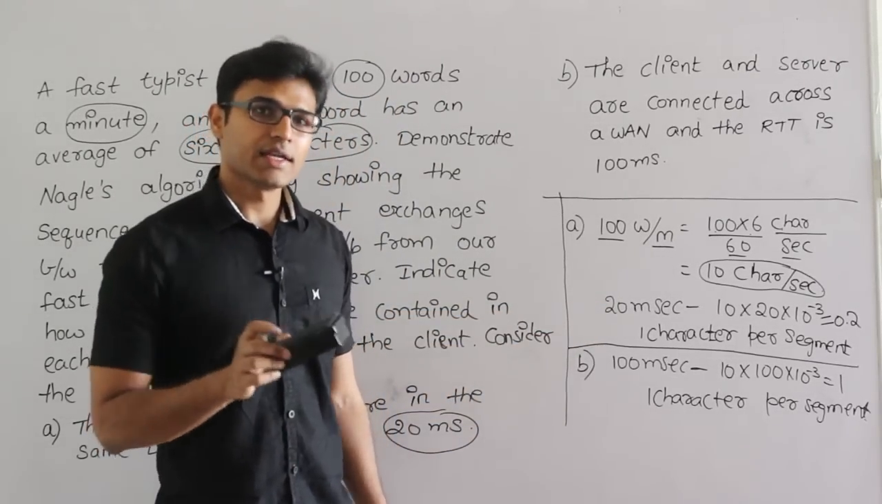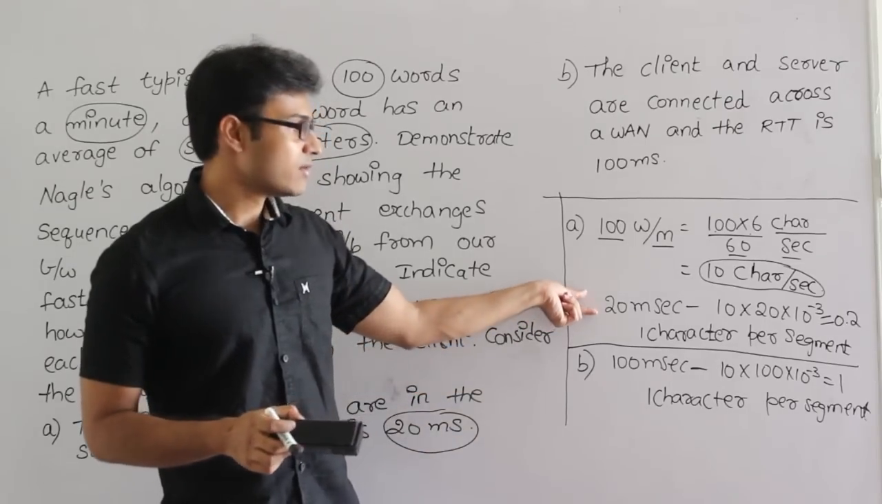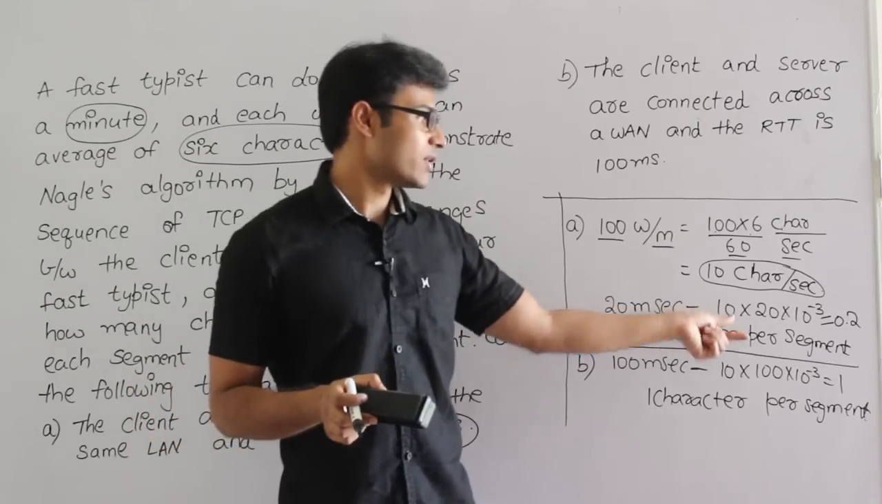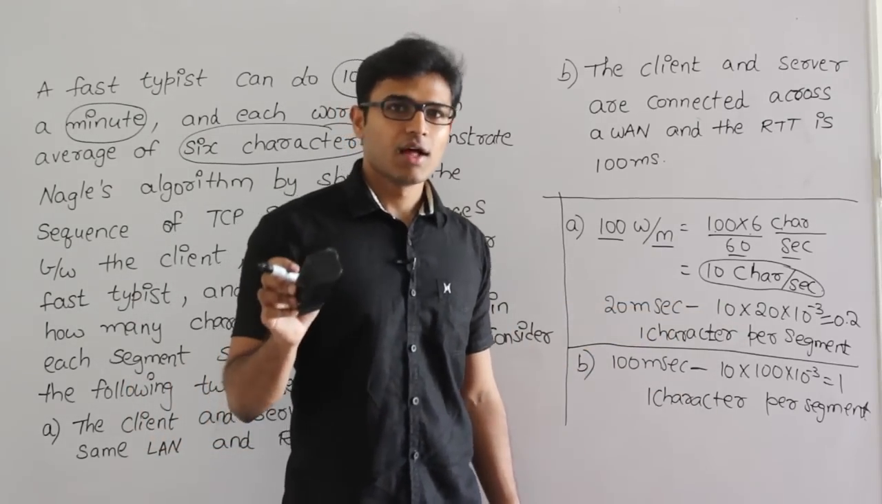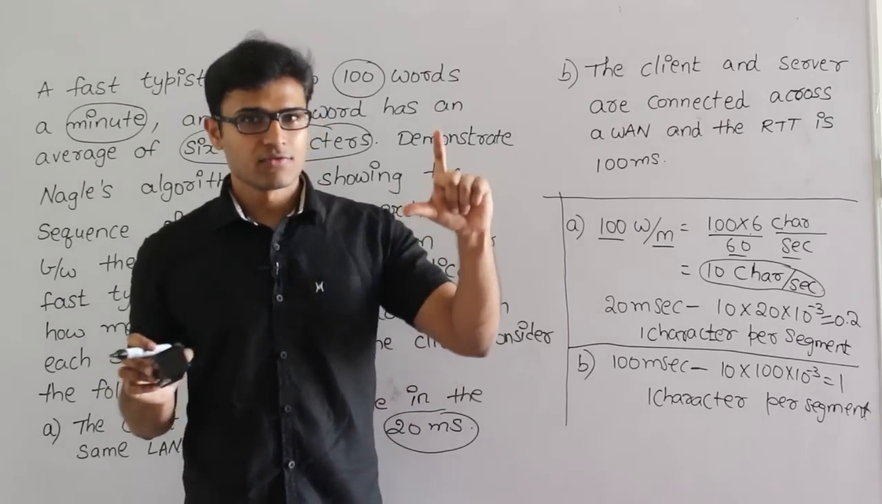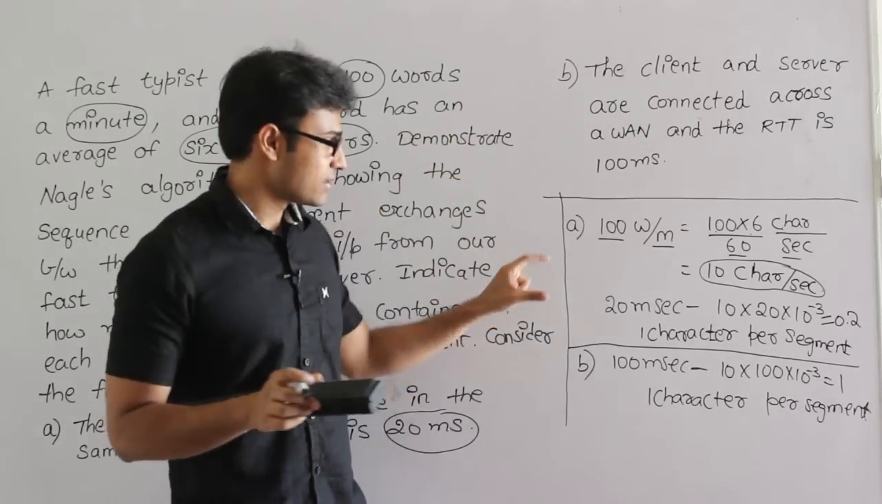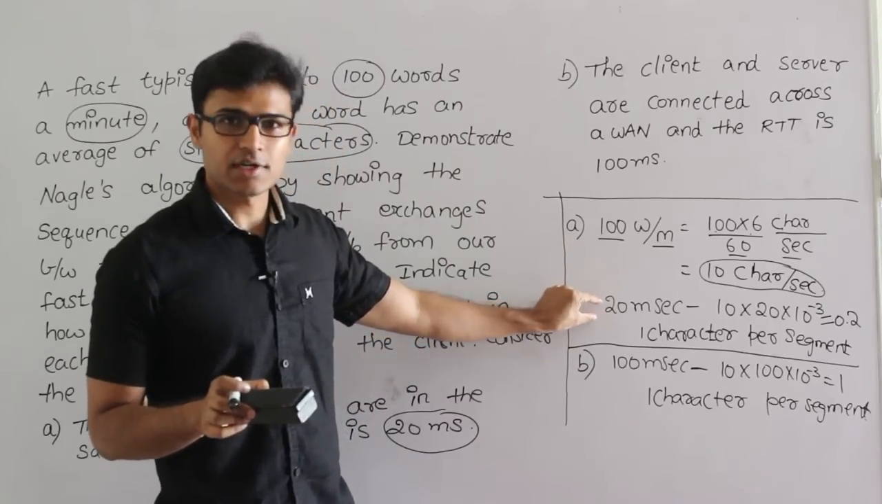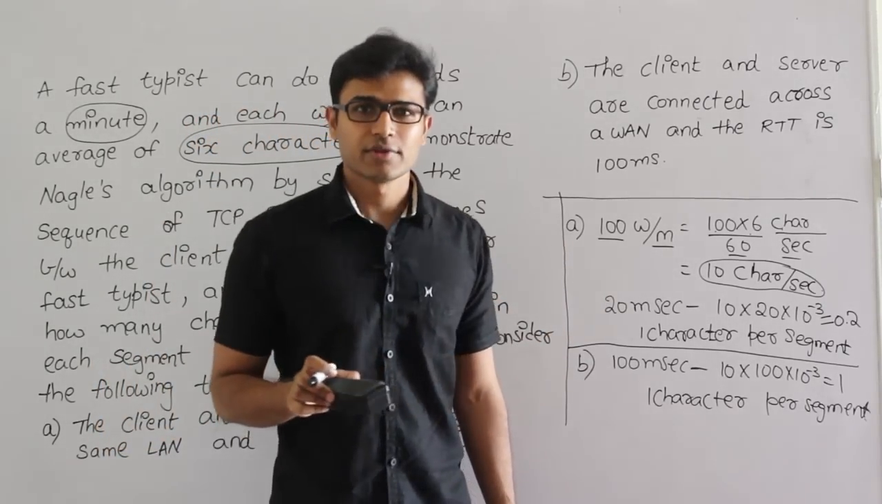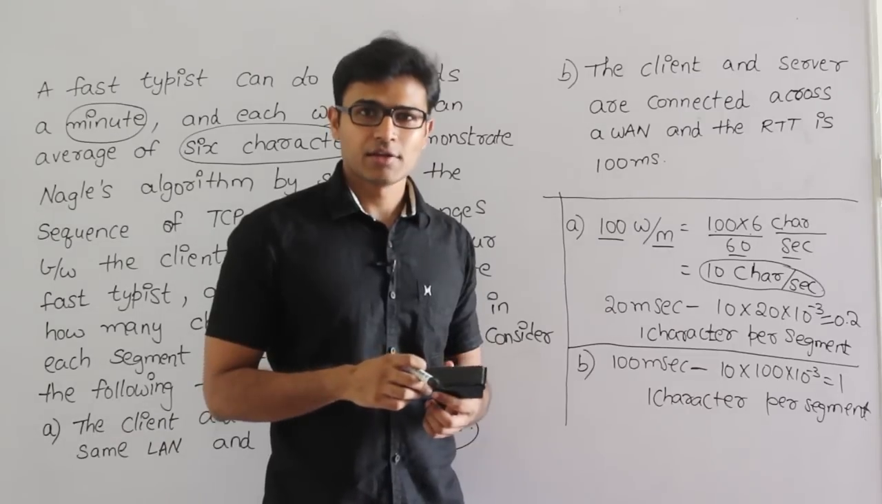Therefore, how does the algorithm behave? It will wait for one character, and once it gets one character, it will send that one character in one segment. So you understood the algorithm clearly. Nagel's algorithm says that wait for one round trip time. Yes, I waited for one round trip time, which is 20 milliseconds. In this time, I didn't even get one character. Then what should I do?